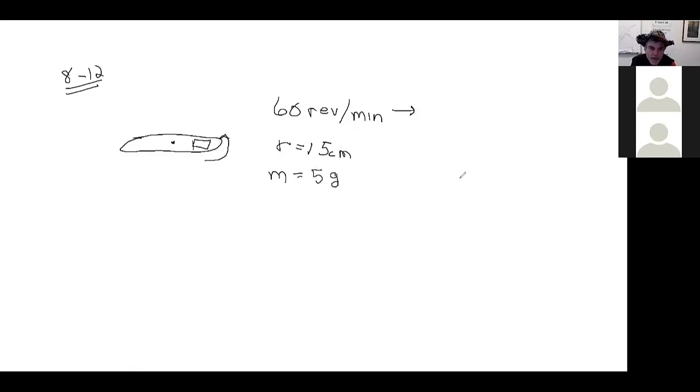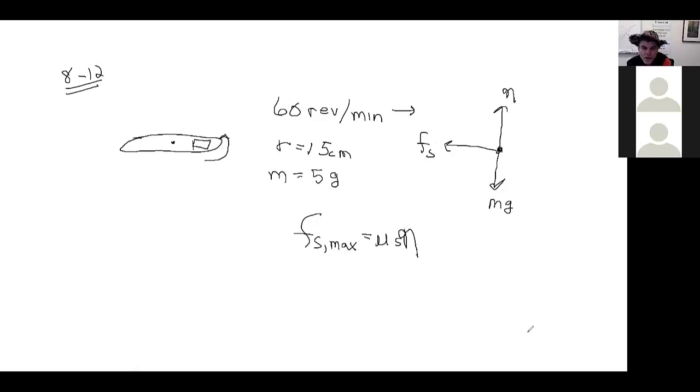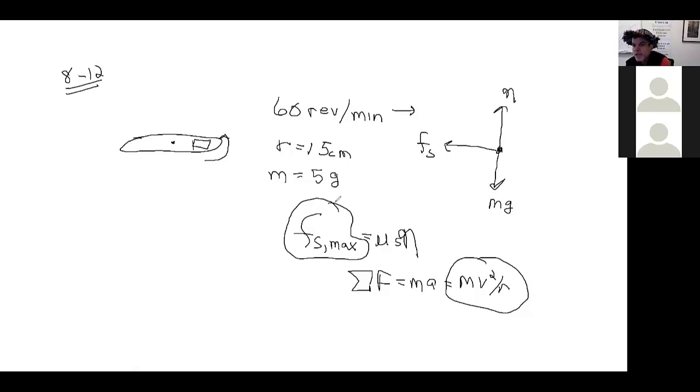If I were to draw a free body diagram looking at this from the side, I've got the normal force straight up and gravity mg straight down. The thing keeping this in a circular path is static friction. But keep in mind, static friction has a max value, given by the coefficient of static friction times the normal force. I also know this thing is moving in circular motion, so the sum of the forces has to equal ma, which in this case is mv squared over r. So you can figure out what mv squared over r is, and if that is greater than the maximum value static friction can have, then the coin is going to slip because static friction can't provide enough force.